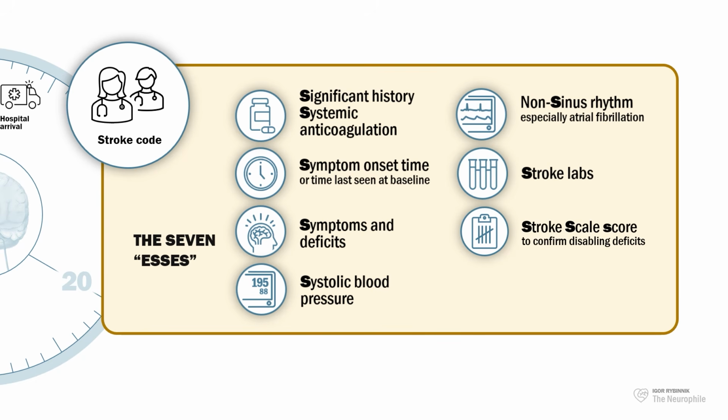Send stroke labs. These usually include fingerstick glucose, complete blood count, complete metabolic panel, and coagulation profile. And finally, perform the National Institutes of Health stroke scale. NIH stroke scale is a good screening examination to identify disabling deficits and to help localize the lesion, which of course helps interpret neuroimaging.